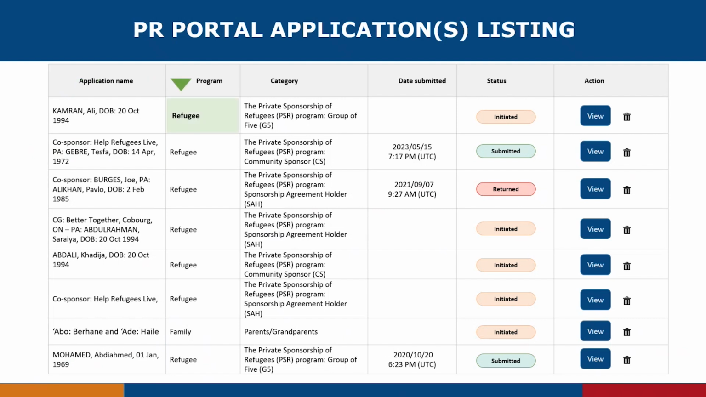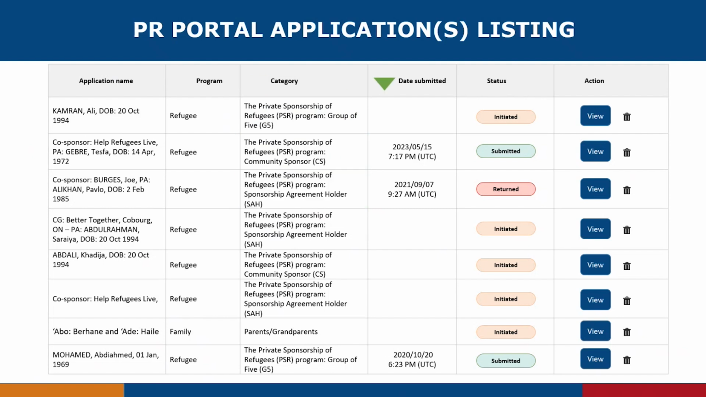In the second column, you will see the program identifier, which in the case of PSR applications will always show as Refugee. If, however, you were a group of 5 sponsor and had used your PR portal user account to create a family class application, this would also show up in your listing of applications with the category of family displayed. The category column will show you which type of application it is. So group of 5, community sponsor, or sponsorship agreement holder.